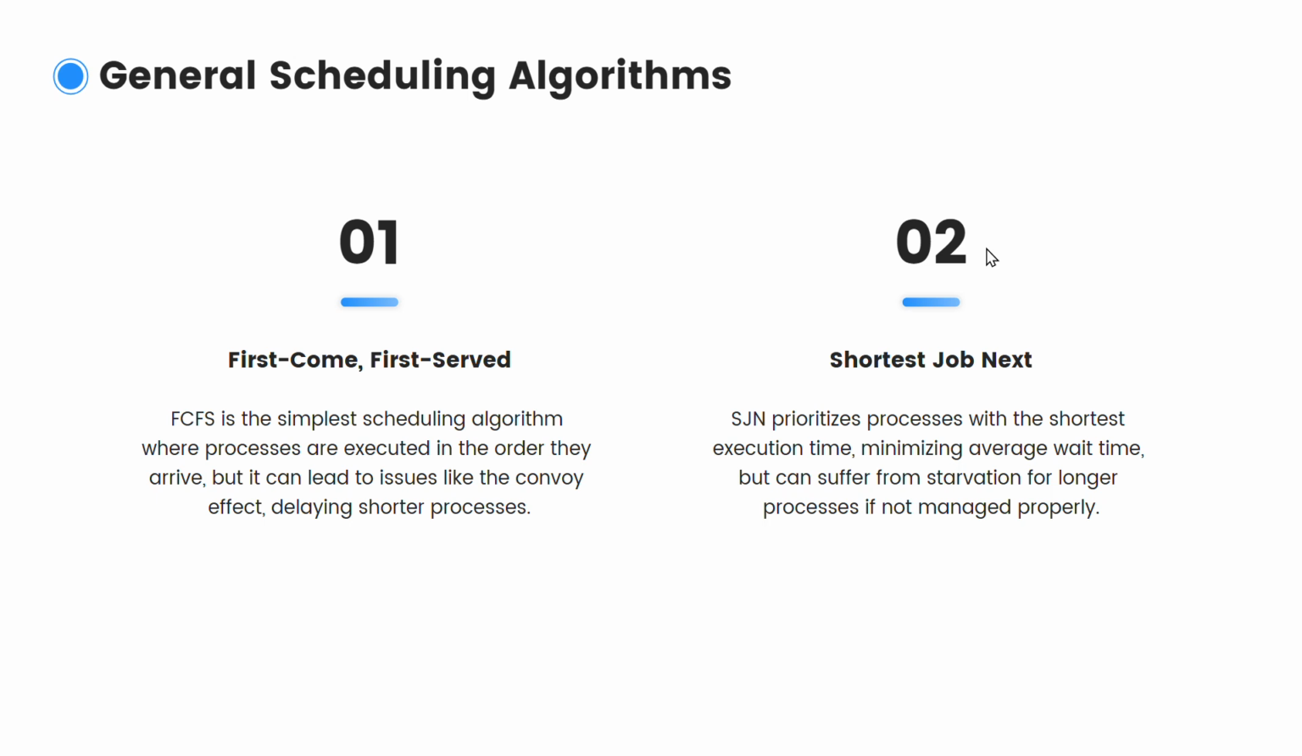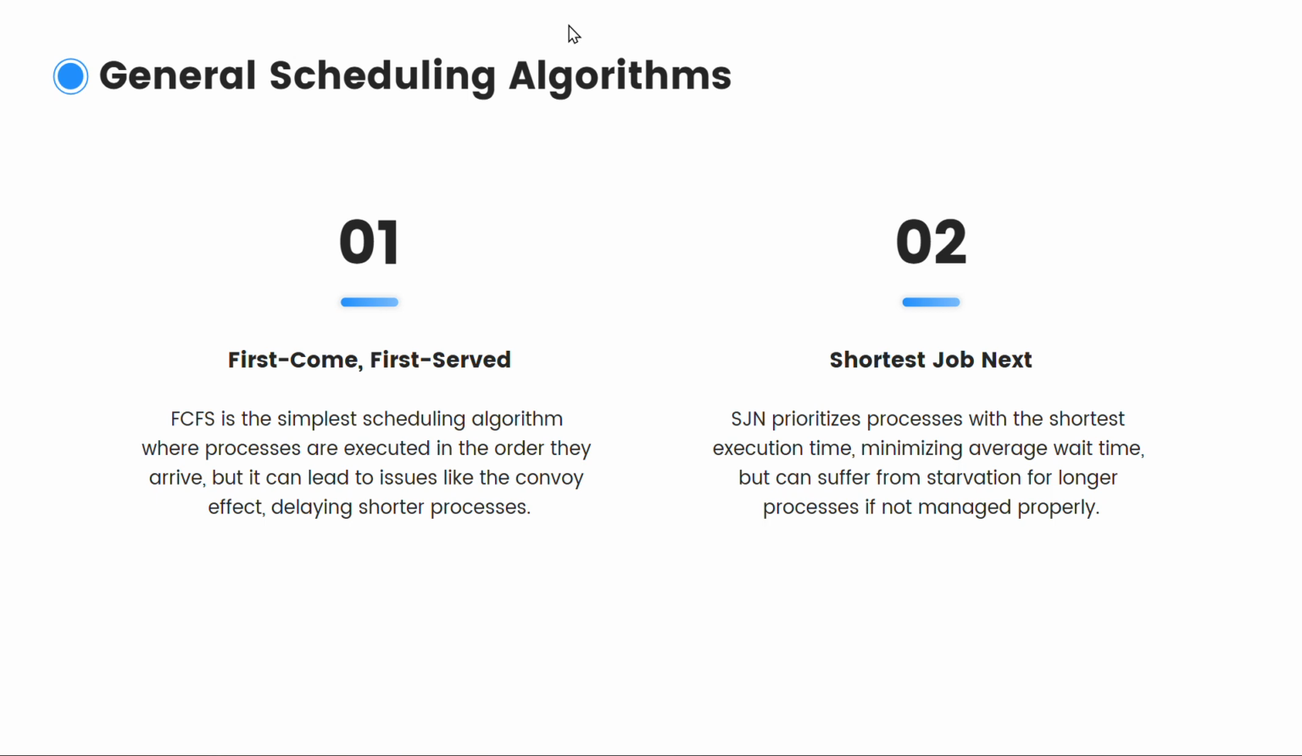First come, first serve is one of the simplest CPU scheduling algorithms where the process that arrives first is executed first. It operates like a queue, first in, first out, meaning the first process in the queue gets the CPU first and continues until completion.